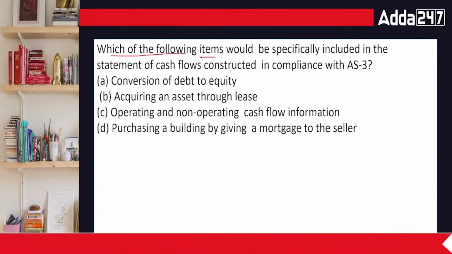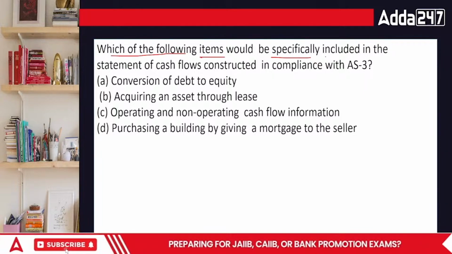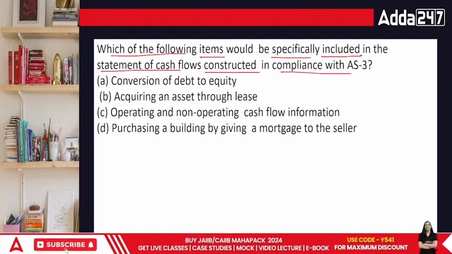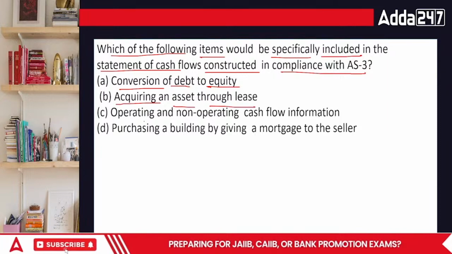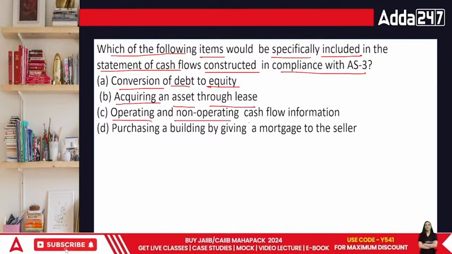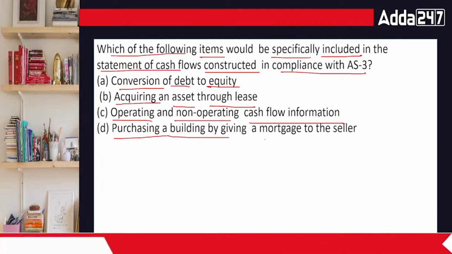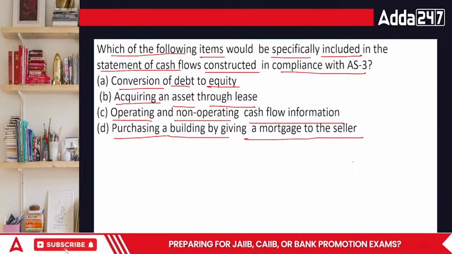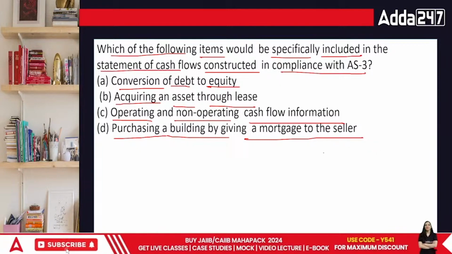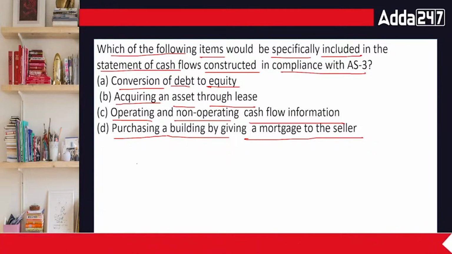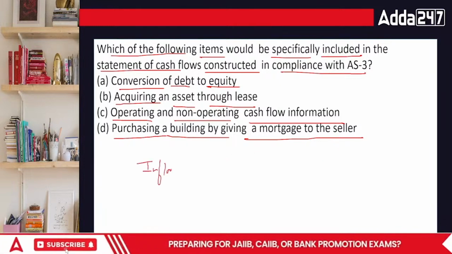Which of the following items would be specifically included in the statement of cash flows constructed in compliance with AS3? Conversion of debt to equity, acquiring an asset through lease, operating and non-operating cash flow information, purchasing a building by giving a mortgage to the seller. Cash flow statement is basically based upon inflow or outflow.